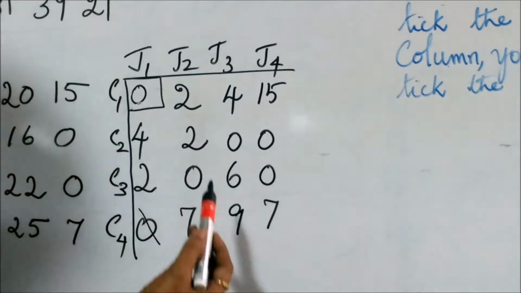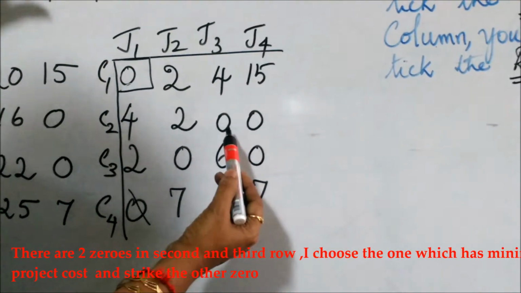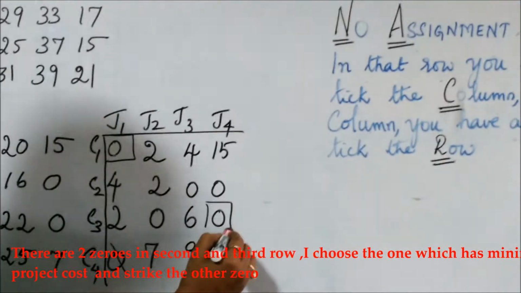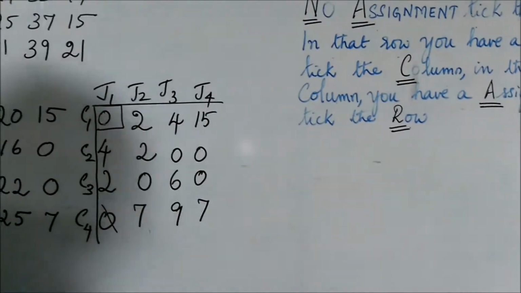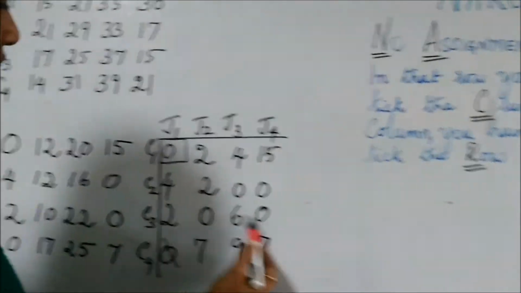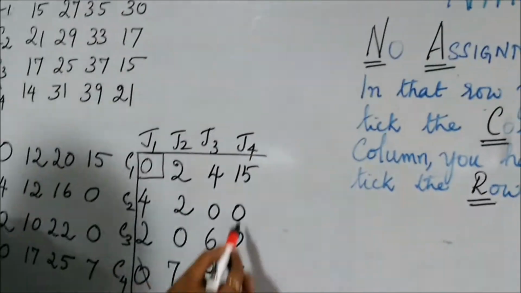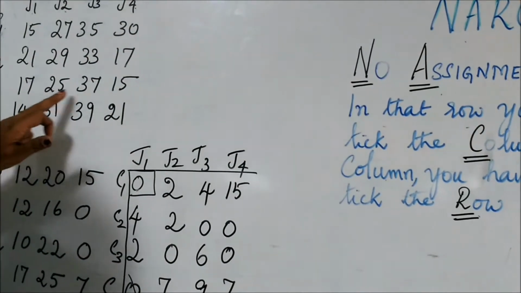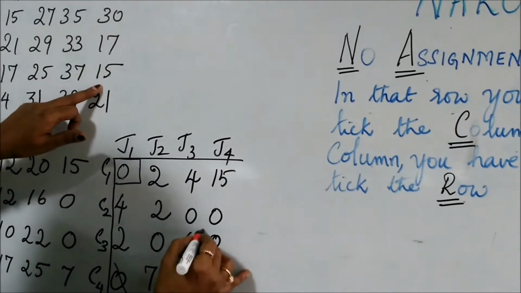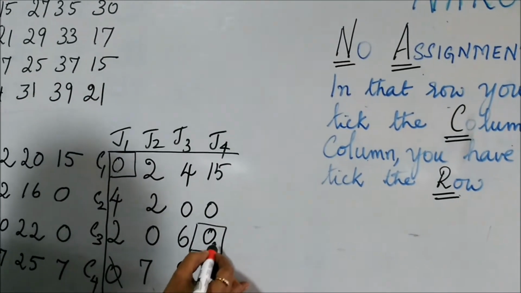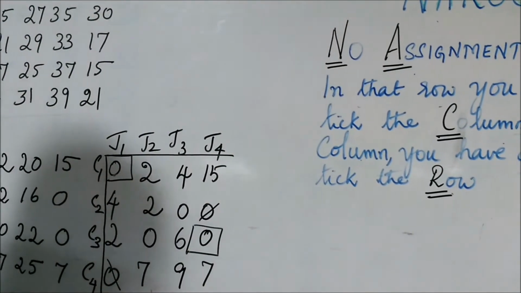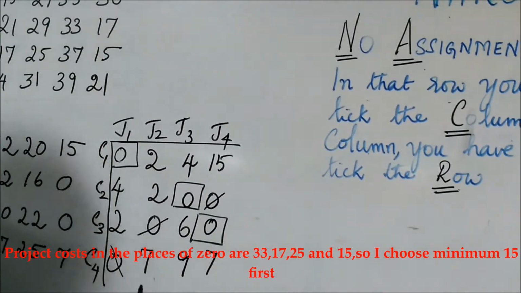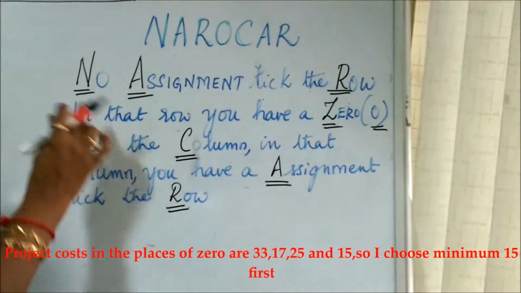In the next 2 rows, we have 2 zeros in each row. So I choose a 0 which has the minimum project cost. So looking at the first table, the numbers are 33, 17, 25, 15. So I choose 15. And that 0 will be assigned. For cancelling the zeros, you find another 0 to allocate.